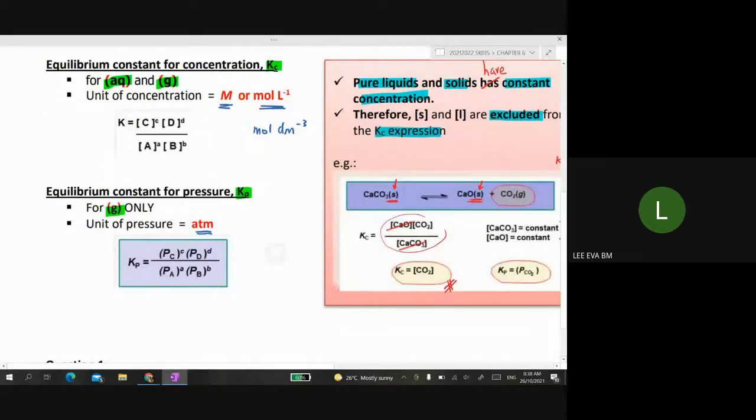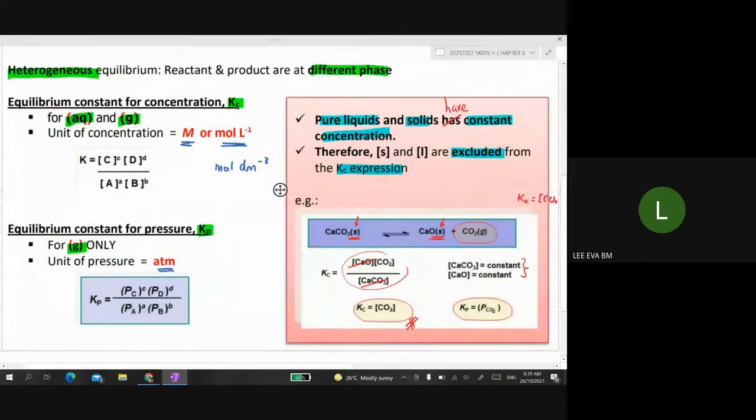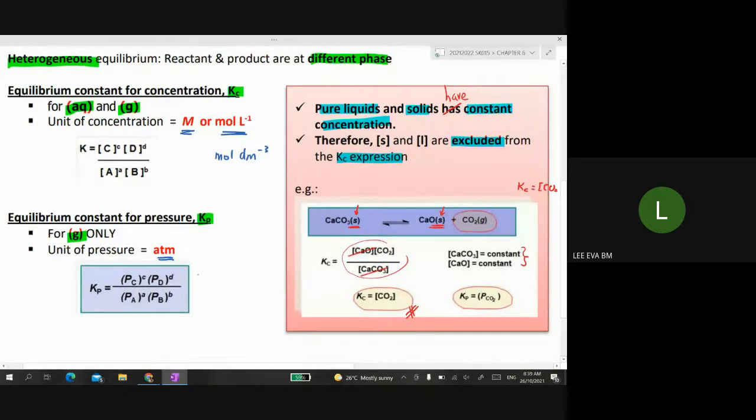Okay, so if you look at this Kp expression, it is the same: products on top, reactants at the bottom. You will see over here on top we have our products C and D, using the general formula just now, A, B, C, D. So product on the top, we have pressure for species C to the power of c, pressure for D to the power of d, pressure A, the reactant, to the power of a, and then pressure B to the power of b. So up is the product, down is your reactant.